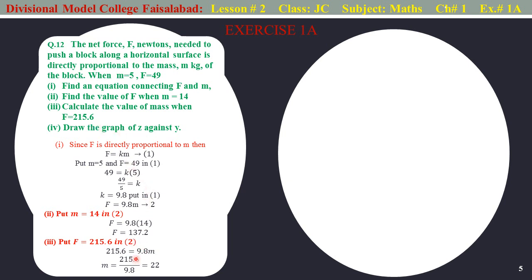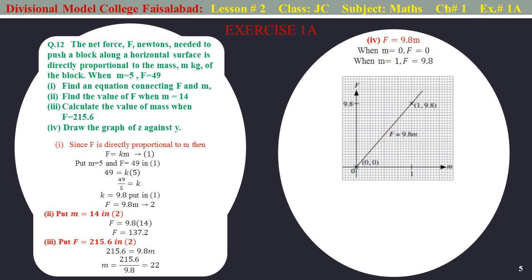To draw the graph we will use this relation F is equal to 9.8 m. When m is equal to 0, F is equal to 0. When we put m is equal to 0 here, we will get the value of F is equal to 0. And for the second value, when m is equal to 1, F is equal to 9.8. So we will use these two values to draw the graph. So this is the graph.